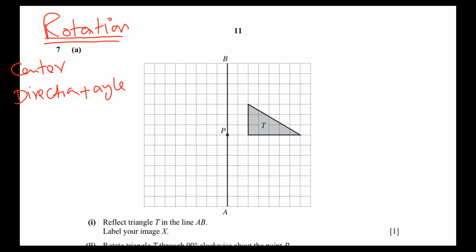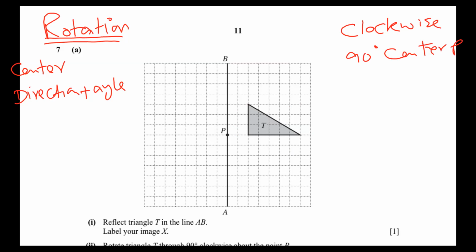Let's start. First of all, how to do a rotation of this top. If I say rotate clockwise, we have two kinds of rotation, clockwise and anti-clockwise, 90 degree clockwise. So let's see how we can rotate it at 90 degree. Inshallah, I'll try to help you. It is a little bit hard anyway, and the center is given at P.